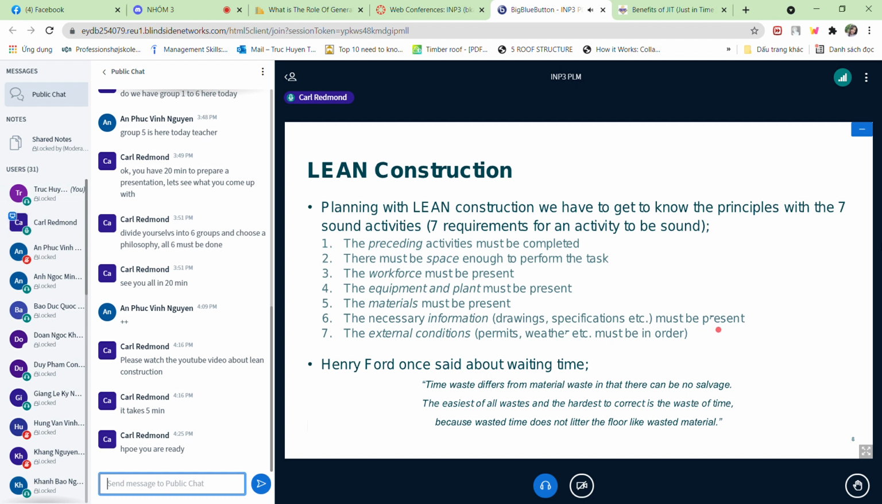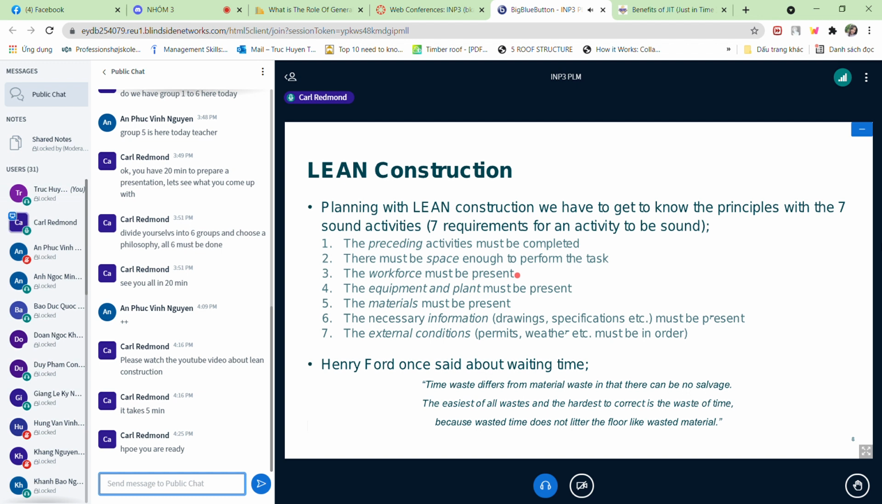But if you actually look at this, if you remove, for example, number 3, then we have a problem because we can't perform our tasks. We're ready about the preceding activities. They're ready. There's enough space, but we don't have any workers, so we can't do anything. And it doesn't really matter that the equipment is present and the materials and the information and the external conditions. If we don't have the workforce, then it can't be done.